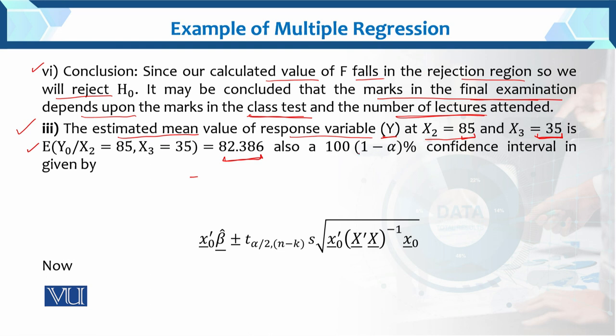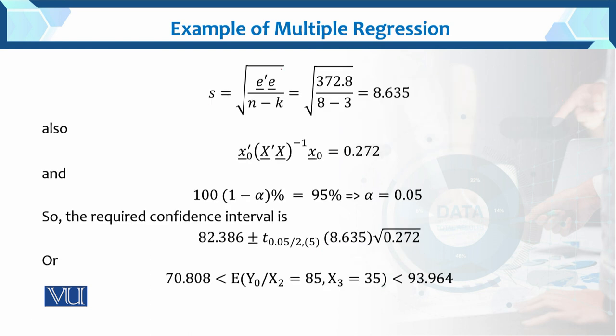And also 100% confidence interval is given this. Further, अब हमने इसका confidence interval check करना है कि confidence interval हमें क्या कहते हैं. This is the formula to find the confidence interval. X naught prime beta cap plus minus t alpha by 2. This is the degree of freedom. Here is the standard deviation and this is the standard error, square root. Now S, which is equals to e prime e divided by n minus k square root.